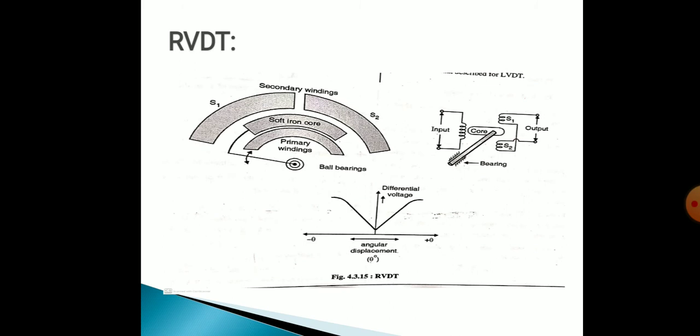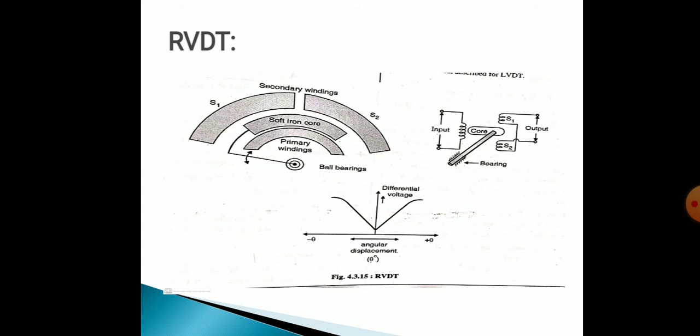RVDT. This is used for measuring angular displacement. The working principle is the same as that of LVDT. The figure shows the construction details of RVDT. The core has a semicircular shape.